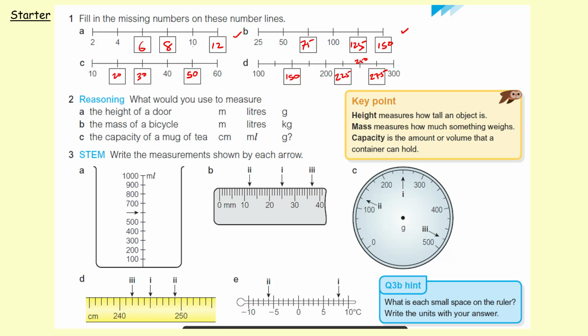Number 2, reasoning. What would you use to measure the height of a door? Well, it says here, height measures how tall an object is. So if we're measuring height, we're not going to use liters, that's for liquids, or grams, that's for mass. So we're going to use meters.